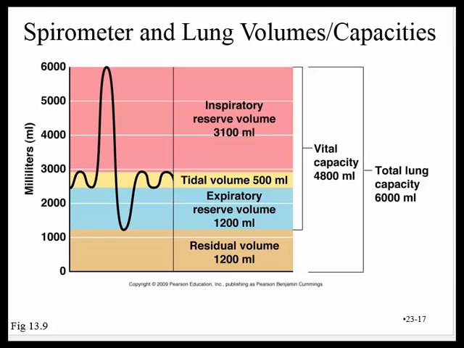All of our breathable, or all of our exchangeable air, is what's called our vital capacity, and then anything in the lungs is called our total lung capacity. Again, without going into too much detail, we can use these numbers to understand lung function of different individuals.